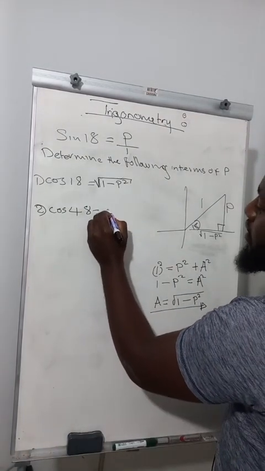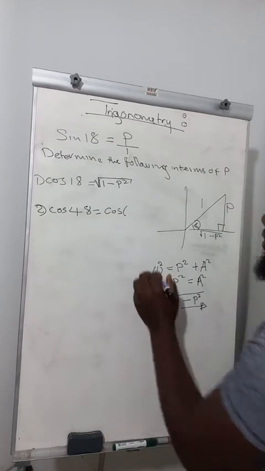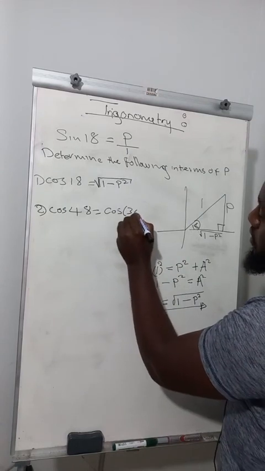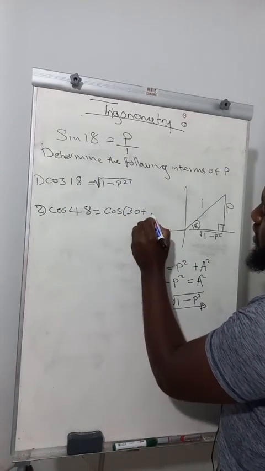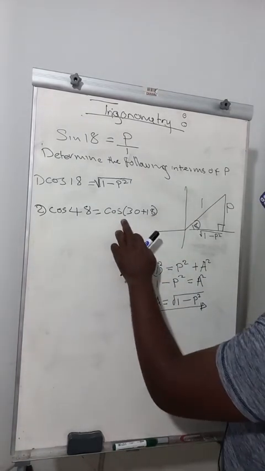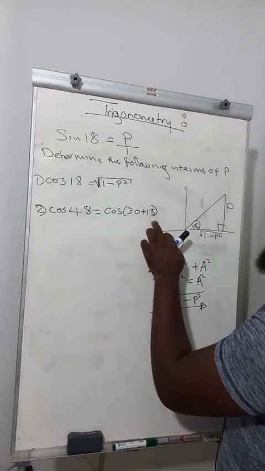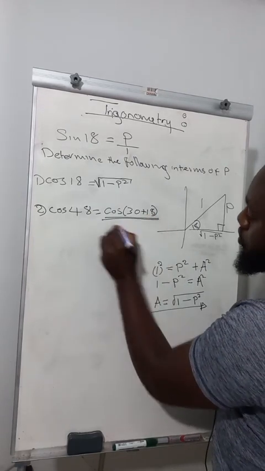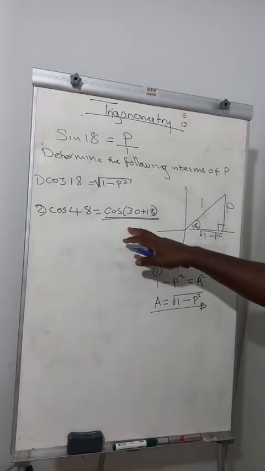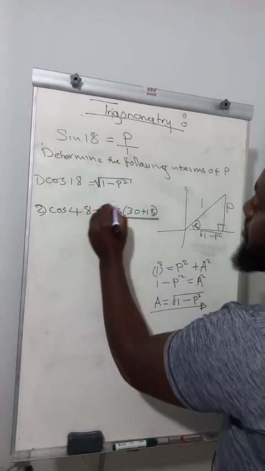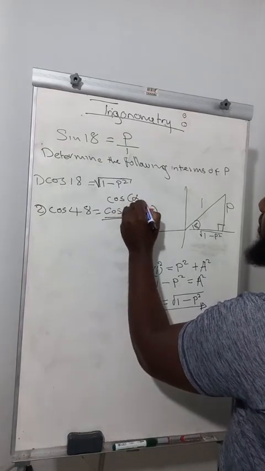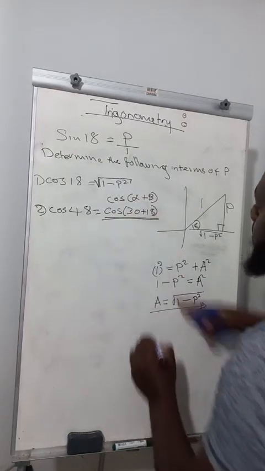This is basically done in most cases in grade 12. Even in grade 11, I think you do this, because it's on your formula sheet. So you'll have cos of 30 plus 18. What is this equivalent to? If you go to your formula sheet, you'll see something like cos of alpha plus beta.